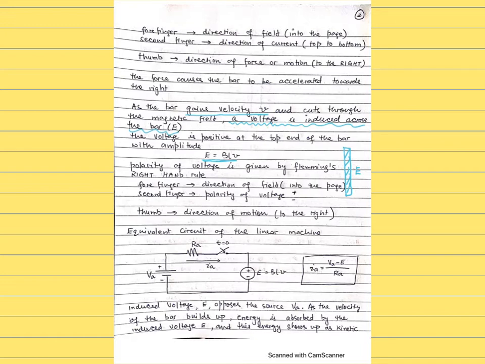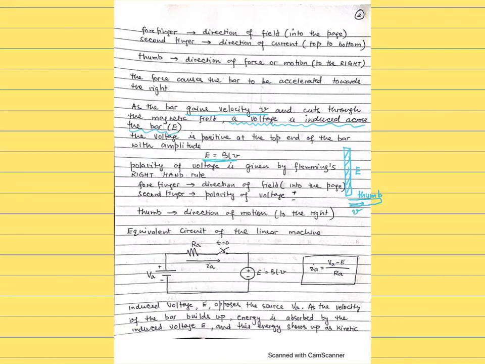The first finger is the direction of the field, which is into the page. The thumb gives the direction of the motion. So this is the thumb, right? That's your thumb, towards the right, velocity.